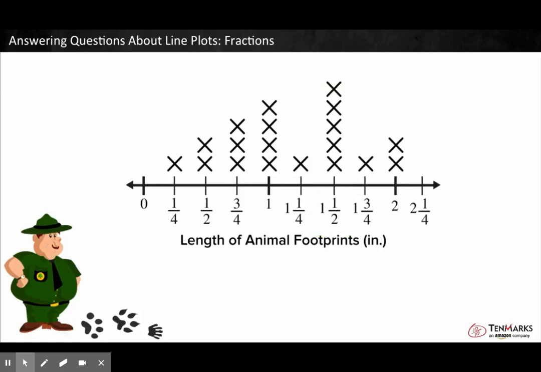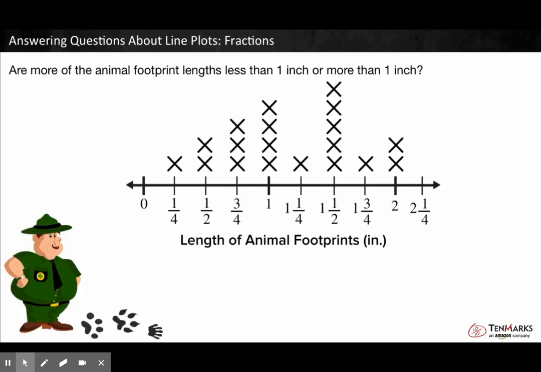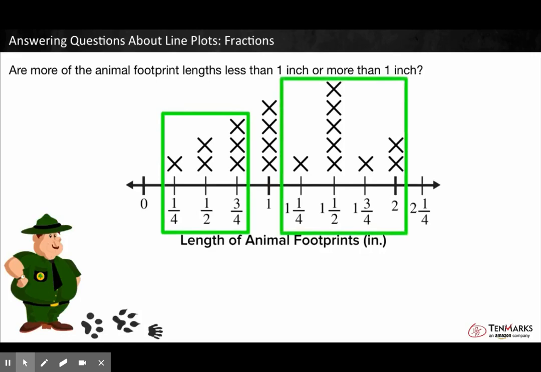Ranger Rogers has a question. Are more of the animal footprint lengths less than 1 inch or more than 1 inch? We can count the X's that are less than 1 inch. Then we can count the X's that are more than 1 inch to see which group of footprints has the most X's. We can look at the parts of the line plot to quickly see which side has more X's. Here we can see that more animal footprint lengths are more than 1 inch long. There are 6 animals with footprint lengths less than 1 inch. There are 9 animals with footprint lengths more than 1 inch long. So, more animal footprint lengths are more than 1 inch long.